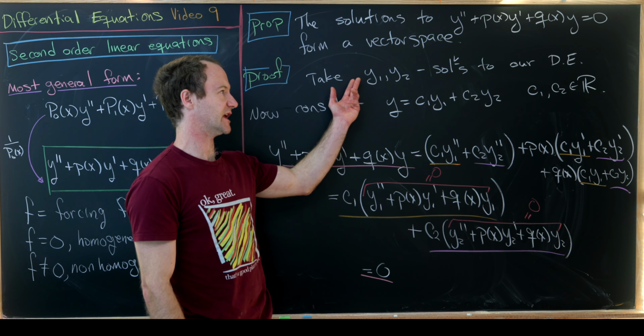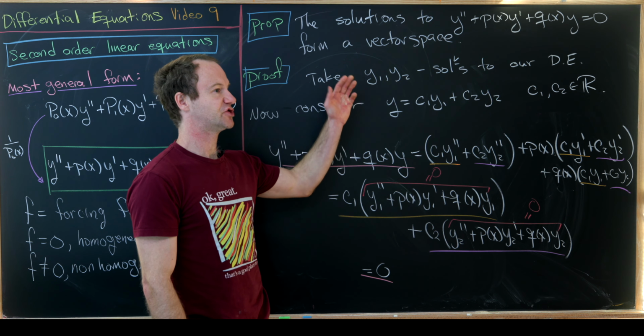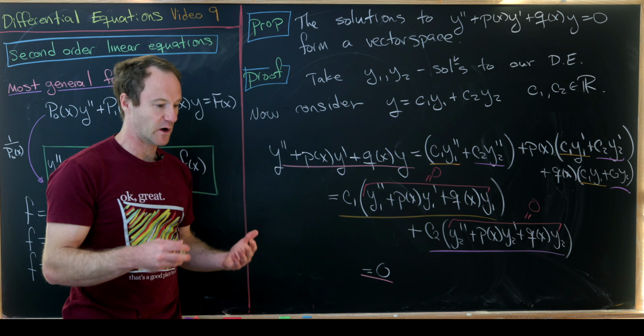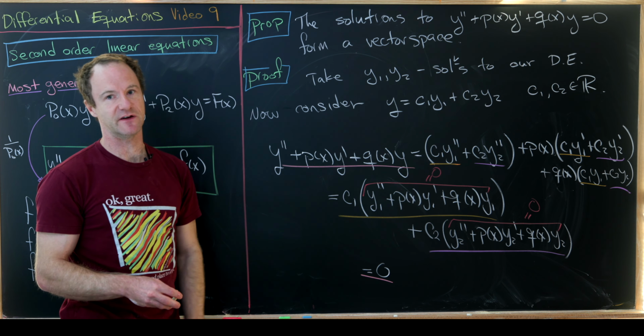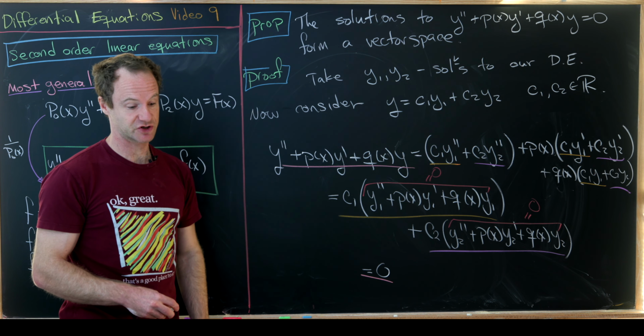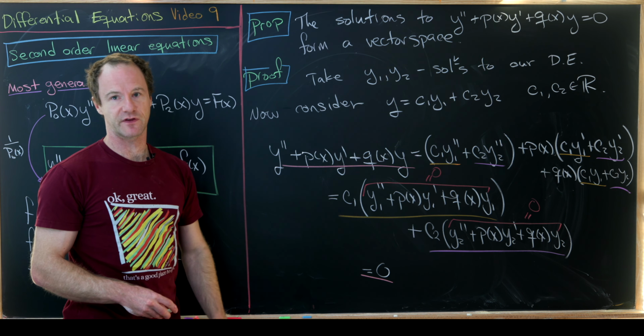But the fact that we took any two solutions and showed that the linear combination was also a solution is exactly what it takes for the solution space to be a vector space. So that kind of finishes the proof of this proposition. Okay, let's look at another theorem.